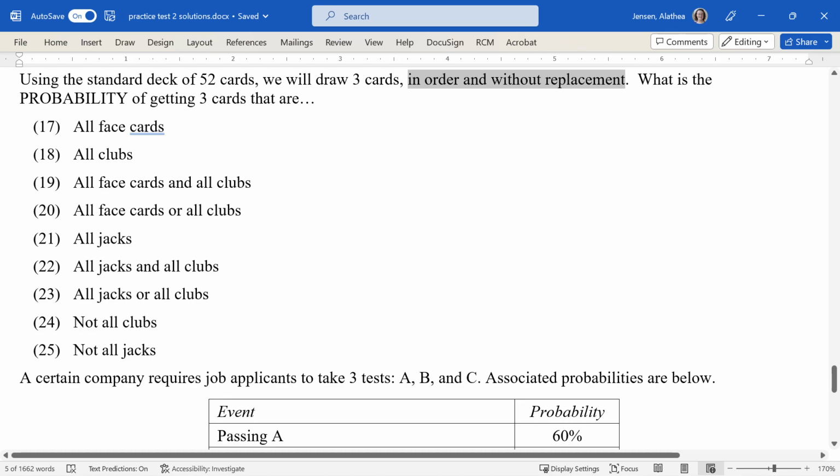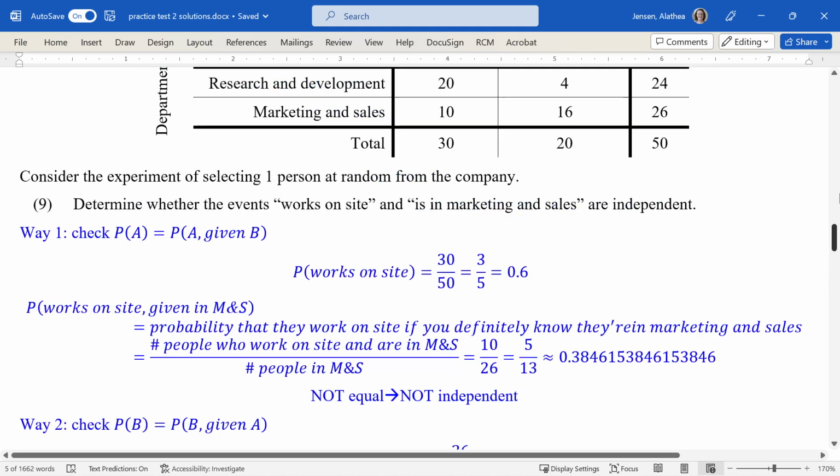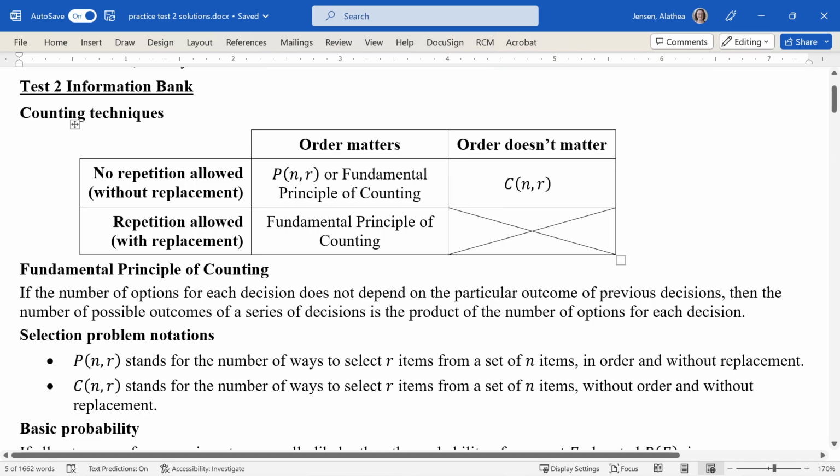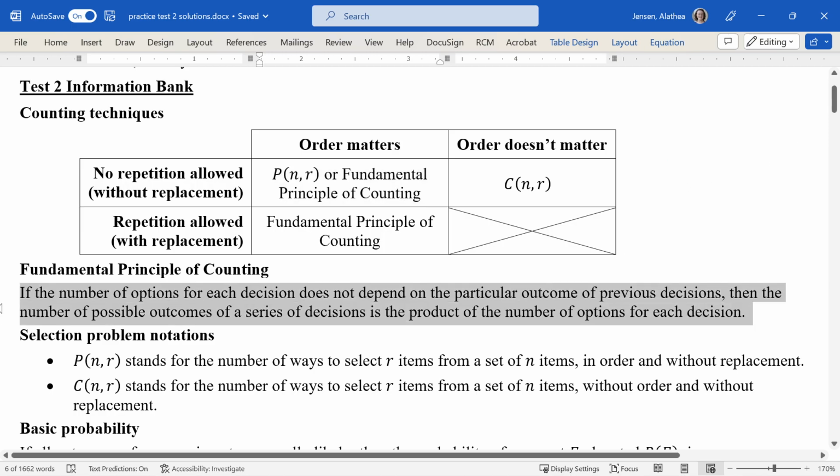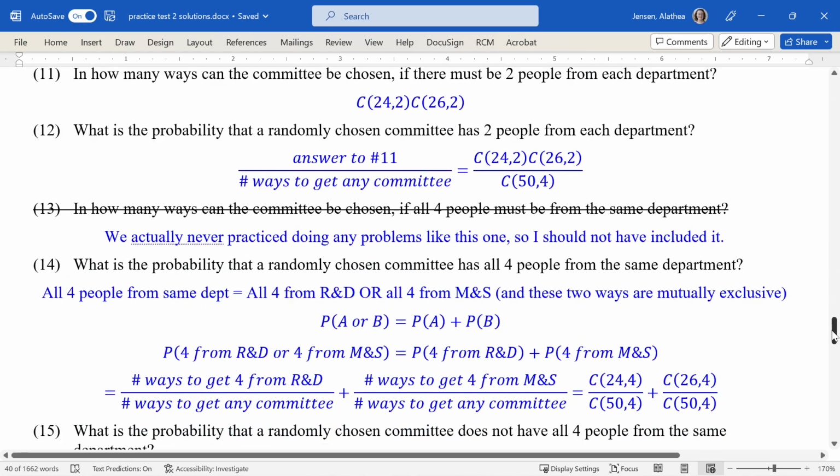So that means we can use either the fundamental principle of counting or you can use the P of n r notation. Either of those are fine. Just to review, you have this little table up here that helps you choose counting techniques. Okay, so these are your choices here. Most people tend to prefer the fundamental principle of counting, which just says to multiply together the number of options for a series of decisions. So let's go ahead and do that technique.